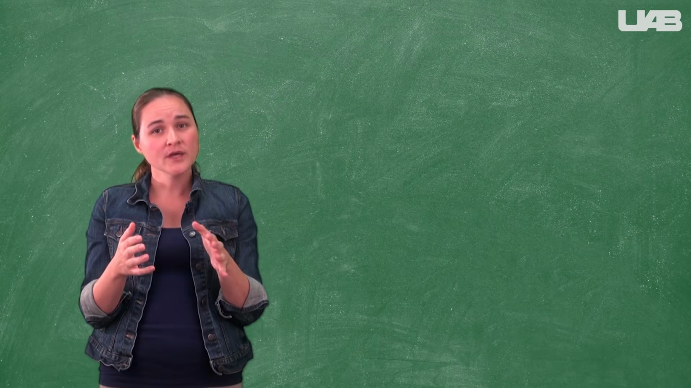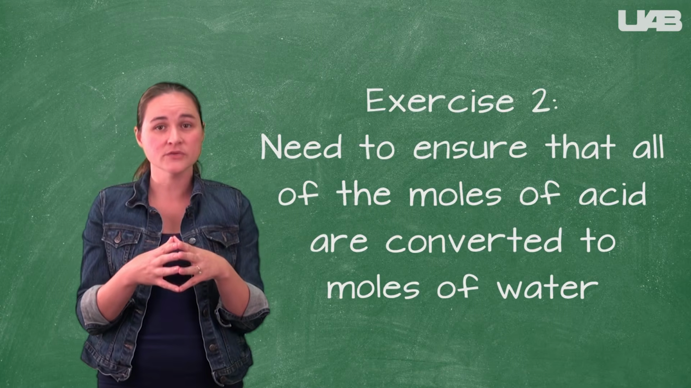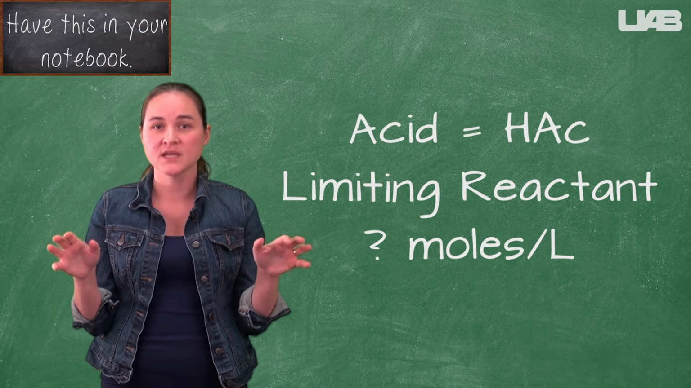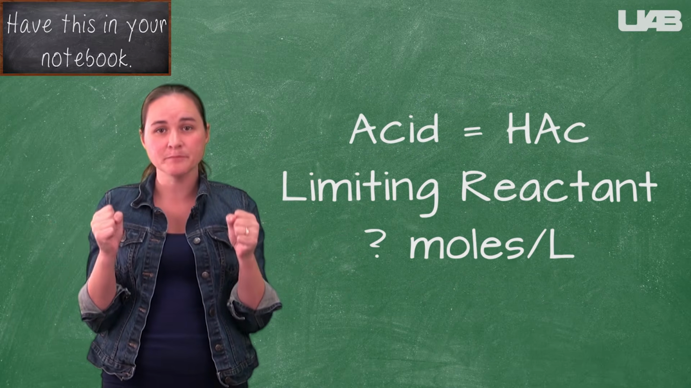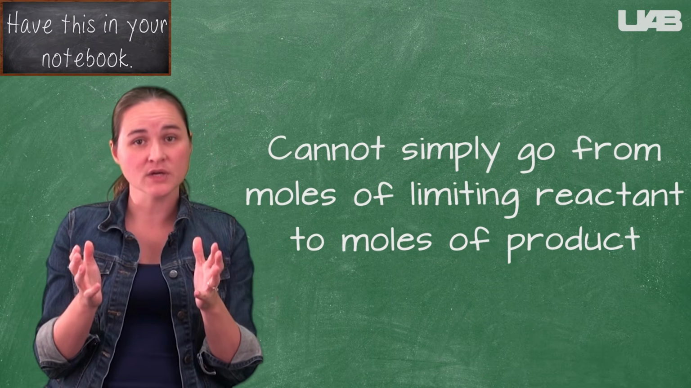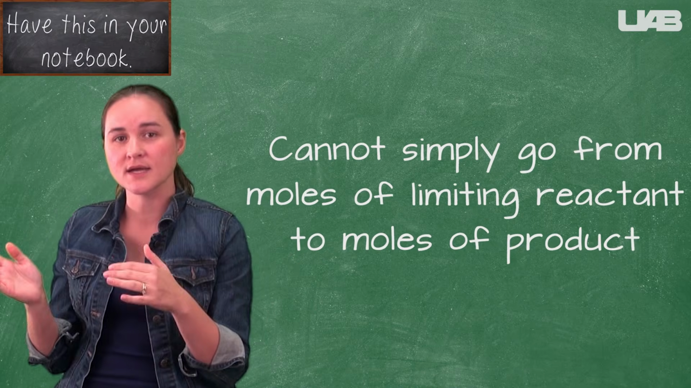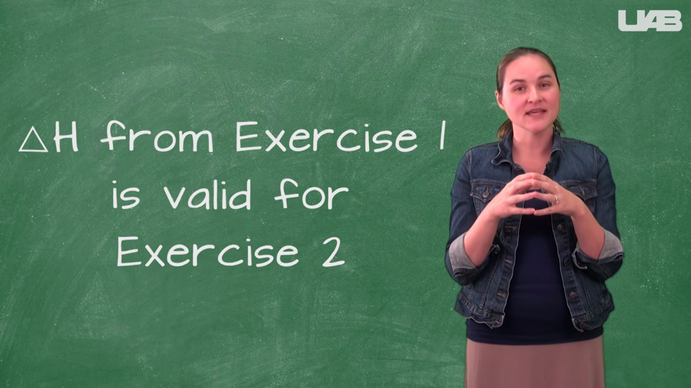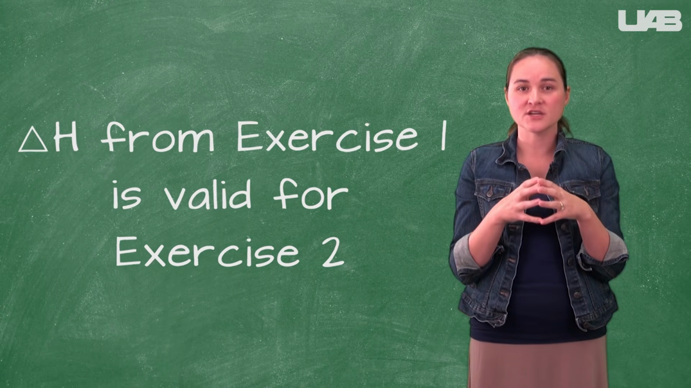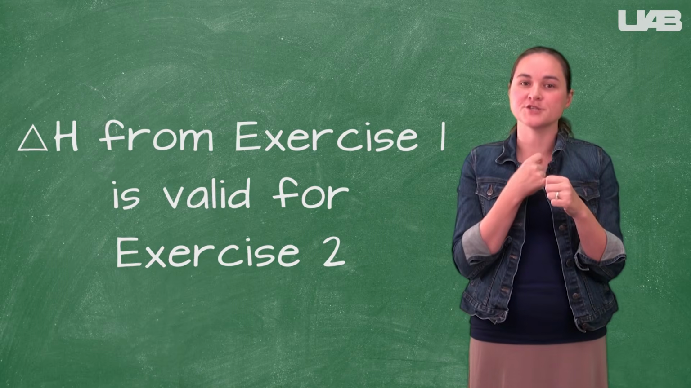For exercise 2, the goal is to calculate the concentration of the unknown acid in solution. In order to do this, we need to ensure that all of the moles of acid are being converted to moles of water. To do this, the acid must be the limiting reagent. This changes our calculations a little bit because without a known concentration of the acid, we can no longer move from moles of limiting reagent to moles of product. Luckily, the delta H calculated in exercise 1, which relates to the moles of water produced, is also valid for exercise 2 because it is the same reaction, only a different limiting reagent.